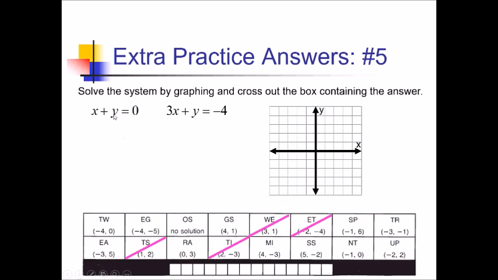So for the first one, I can do that by subtracting x from both sides. And now for the other equation, if I subtract 3x, I'll have y equals negative 3x minus 4. Let's go ahead and graph these. For this first one, we have a y-intercept of 0. There's an invisible 0 that we don't have to write, so that's the origin then. And then negative x means negative 1 for the slope, so that's down 1, right 1, negative 1 over 1.